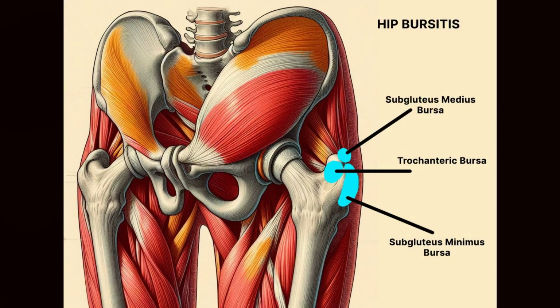Hip bursitis, also known as trochanteric bursitis, occurs when the bursa located near the greater trochanter of the femur, the large bony prominence on the side of the hip, becomes inflamed. This can result from overuse, injury, or underlying conditions such as osteoarthritis.